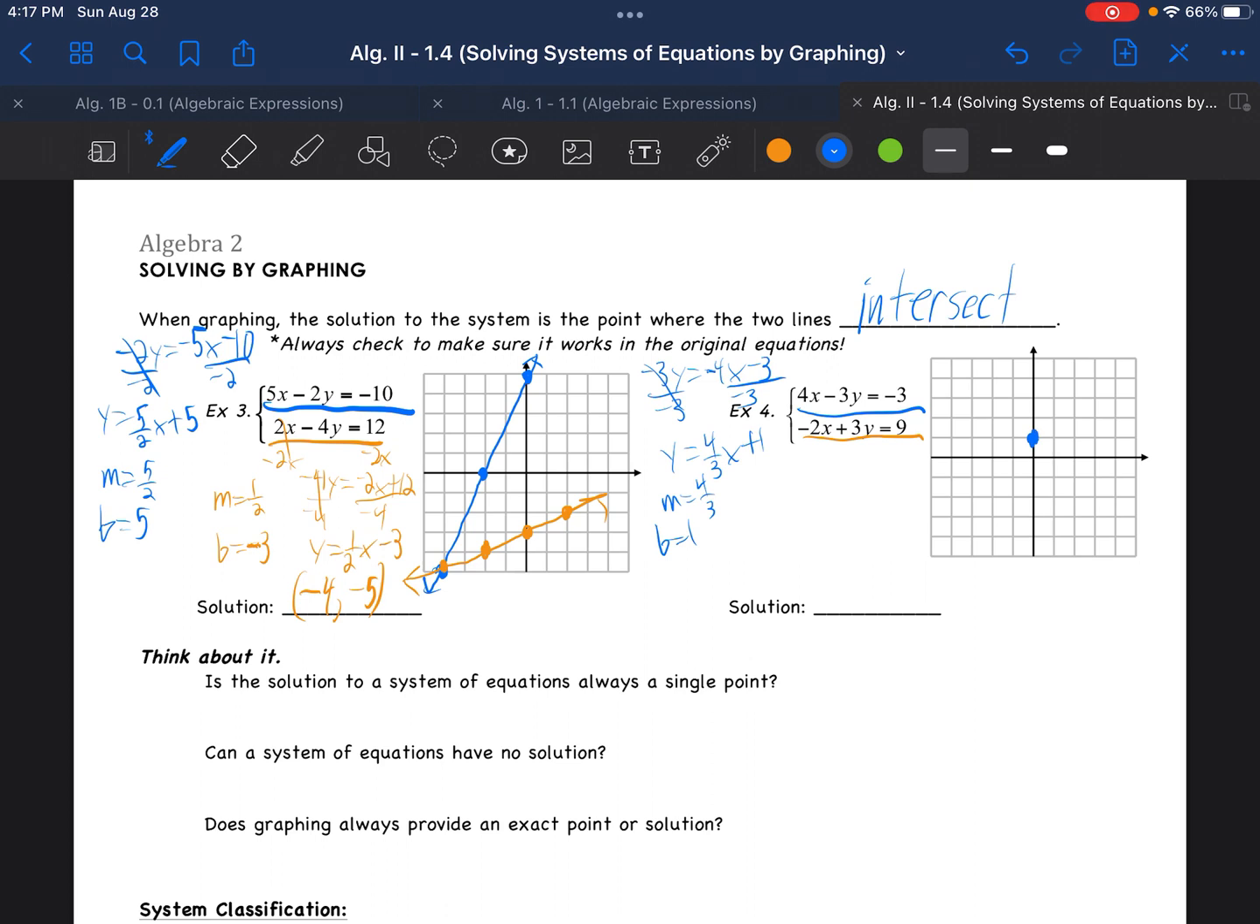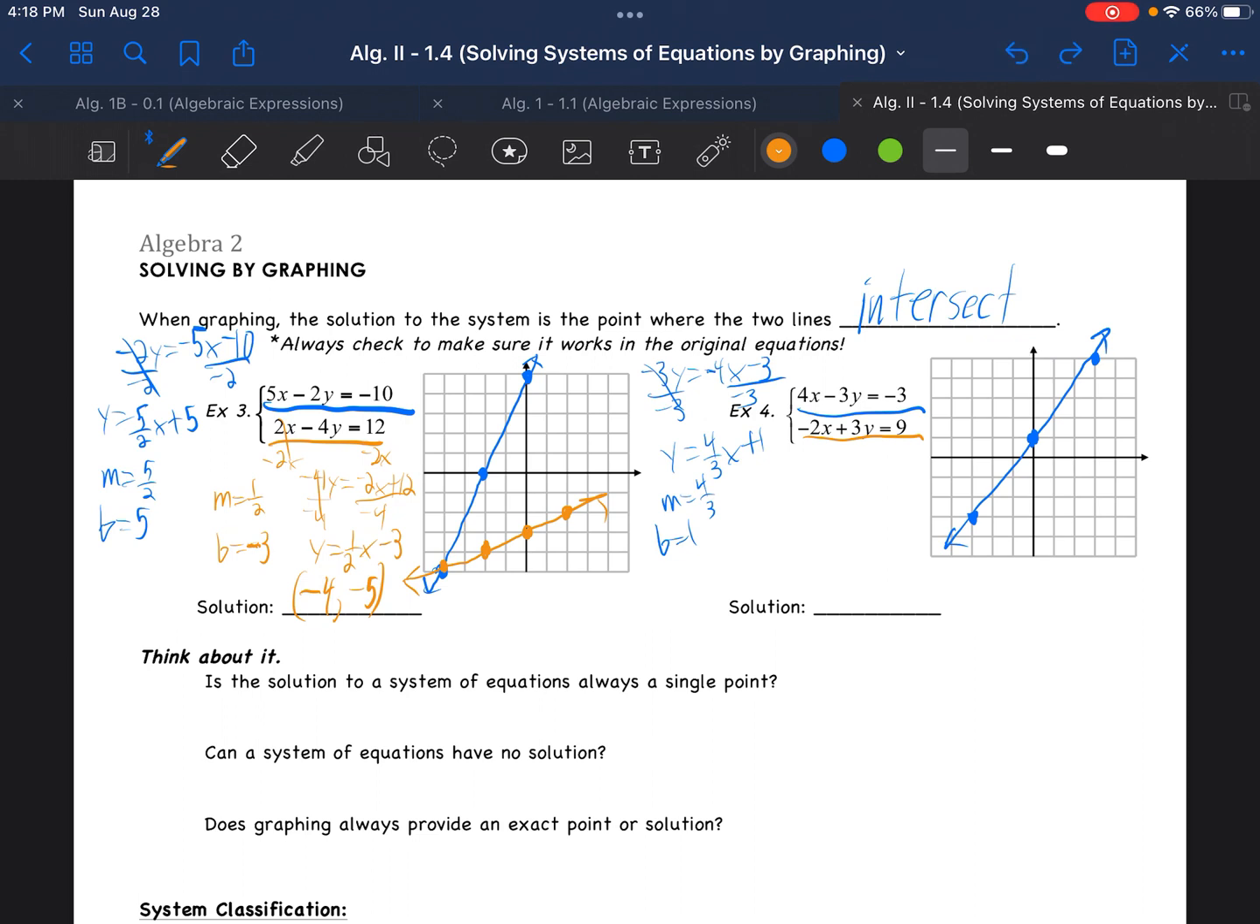So I'm going to graph that, beginning with b, and then going up 4 and right 3, or down 4 and left 3. Once again, it should look like it's going uphill since the slope is a positive number. And when I say uphill, I'm talking from left to right specifically.